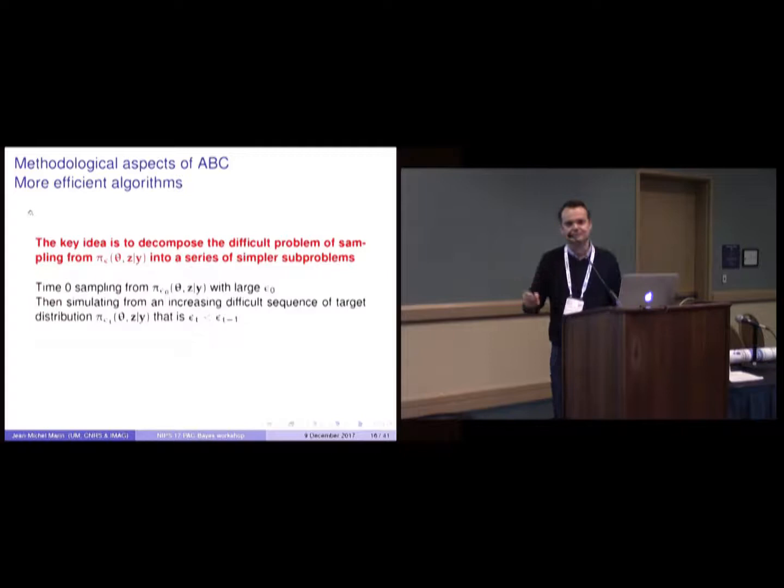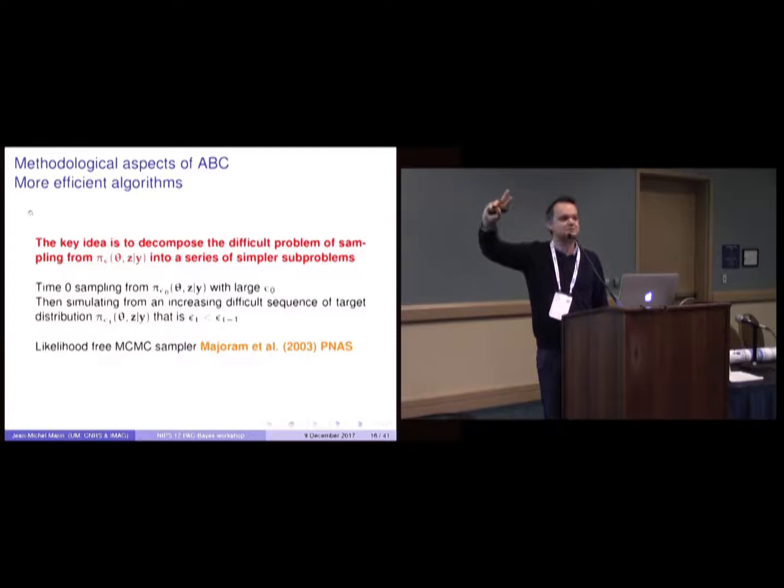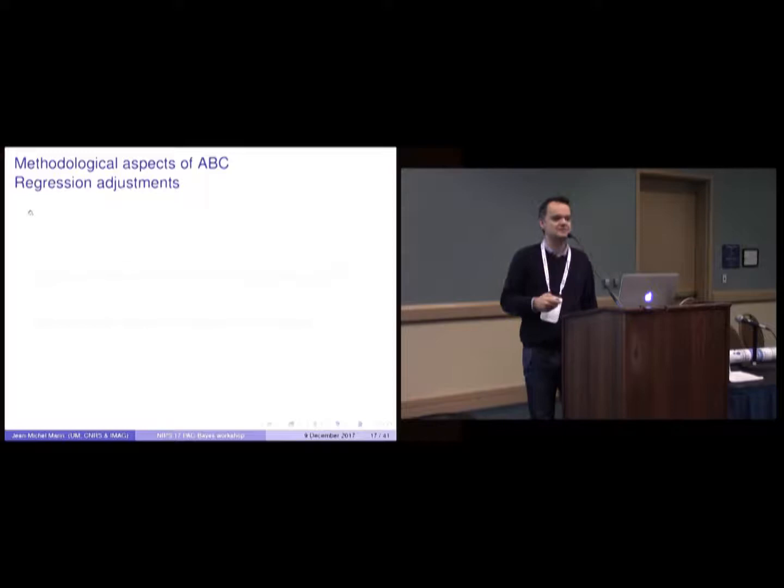So, let's see. You have also, due to Marjoram and co-authors in PNAS, a likelihood-free MCMC version of the sampler, which corresponds also to pseudo-marginal MCMC. This is completely associated to pseudo-marginal MCMC, where there is a plugging of an unbiased estimator, in some sense, of the likelihood, and when you take this ratio, you are exact, in some sense, for an augmented space.